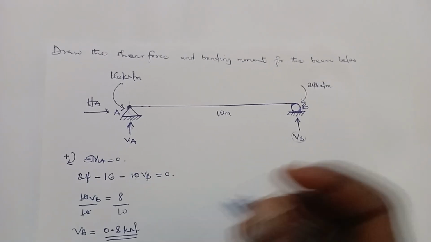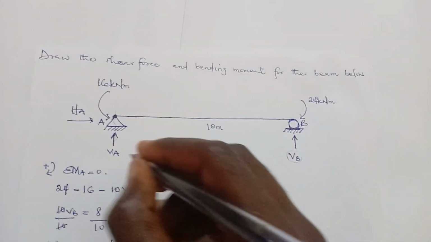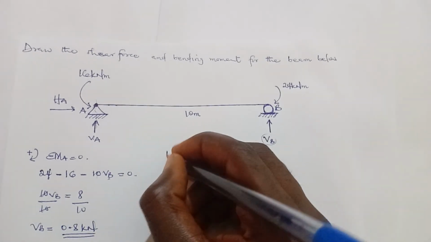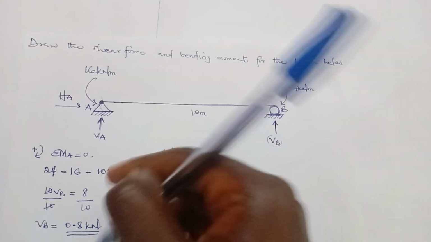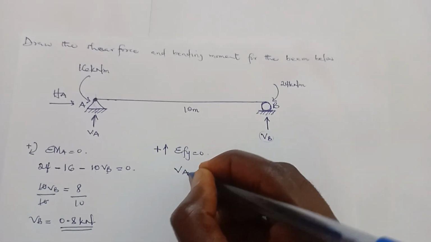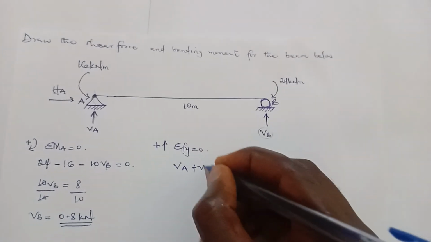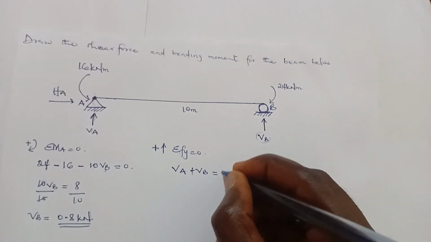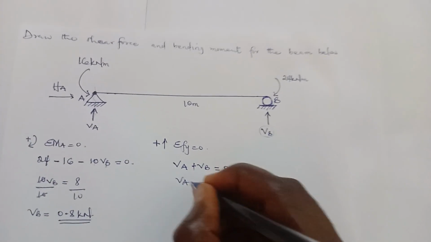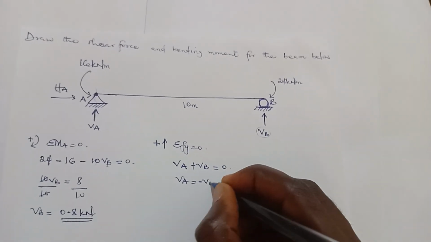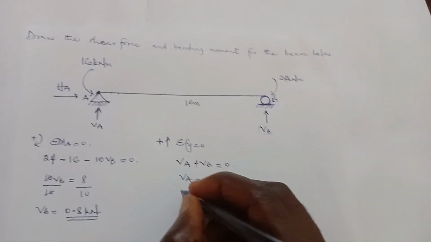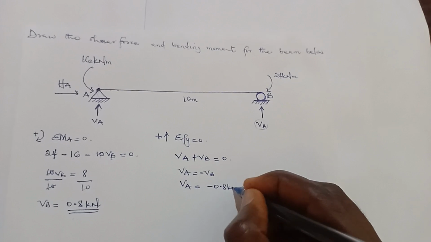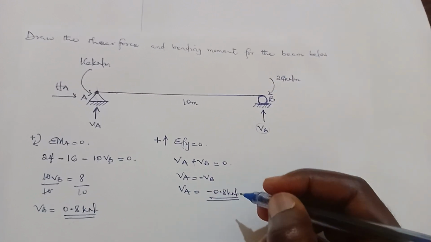So that's the vertical reaction, VB. Now let's calculate VA. Sum of vertical forces is equal to 0. Let's take upward forces to be positive. VA is moving up, so it's positive VA. VB is moving up, so positive VB. These are the only vertical forces, so we equate this to 0. So VA is equal to negative VB, and we already know VB, so this means that VA is equal to negative 0.8 kilonewton. So that's VA.